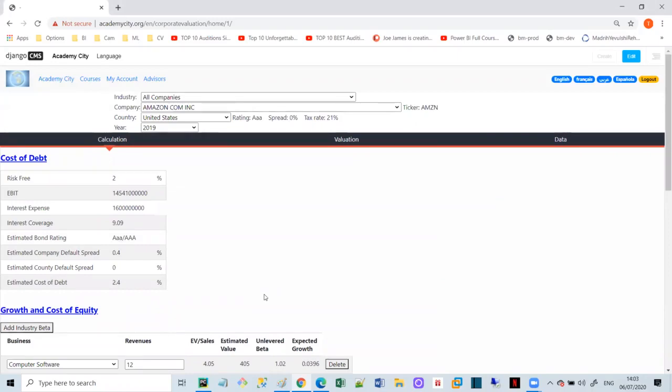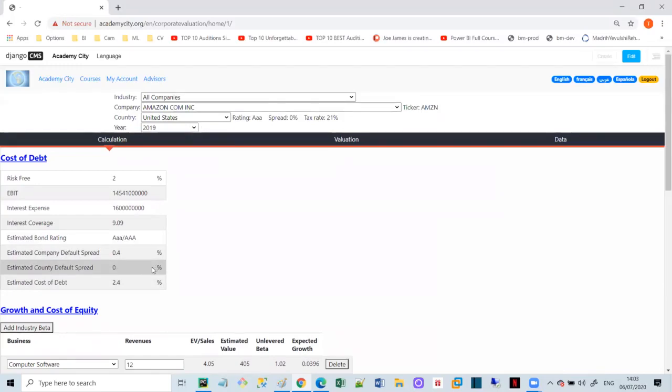Anybody? Okay. So here you discuss how we calculated the cost of debt. We use the interest coverage. Based on the interest coverage, we have the rating of the company, and based on that, the company default rate is 0.4%. You're adding all of those together, it comes to 2.4. Since this company is in the United States, we do not have any country default risk.